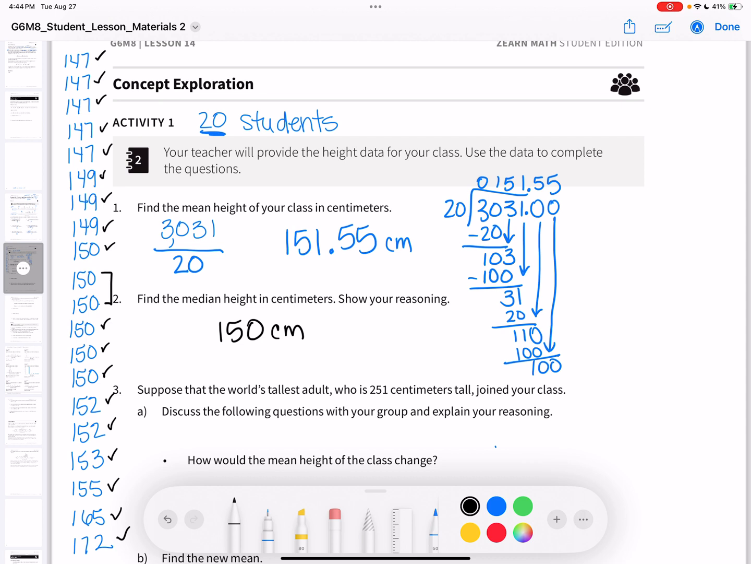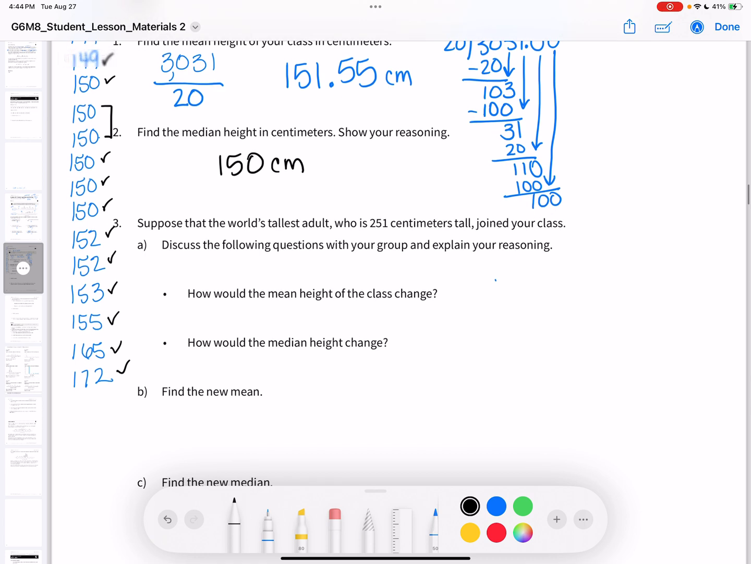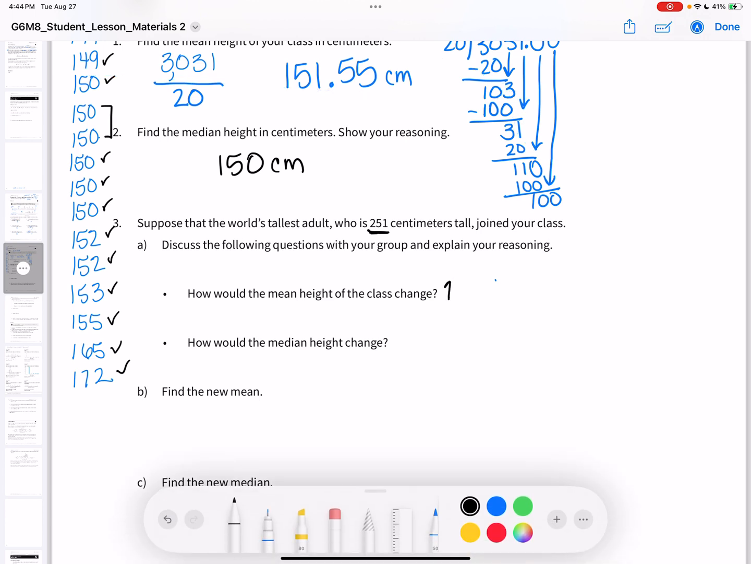Suppose the world's tallest adult, who is 251 centimeters tall, joins your class. Discuss the following questions. How would the mean height of the class change? Well, we've added one more data set, and we've added one more class member. So because it's so tall, sometimes almost double some of ours, that mean is going to go up because it's pulling our data up higher.